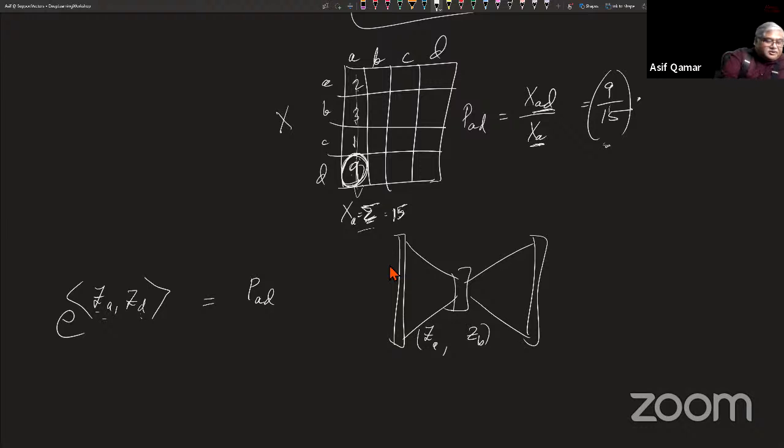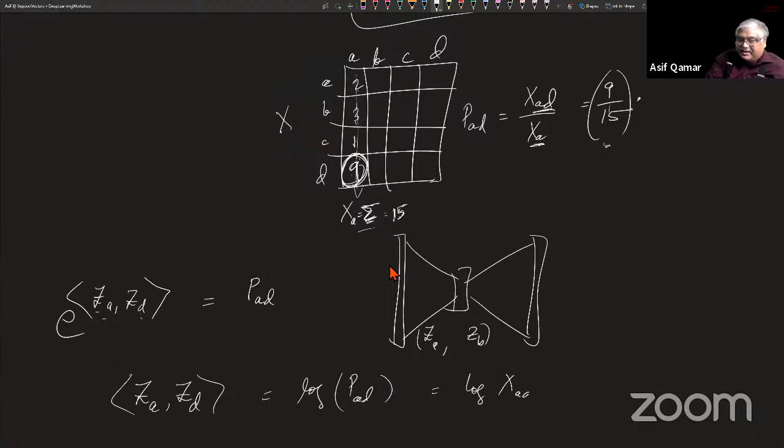And so if you take the log of both sides, you will get Z_A. And this part you can forget, guys. This is just giving you the intuition. The dot product Z_A Z_D is log P_AD, which can be broken up in terms of log X_AD minus log X_A. But you could have asked this question to keep it symmetric, like Z_D, if you want to keep it like that to be the same thing.